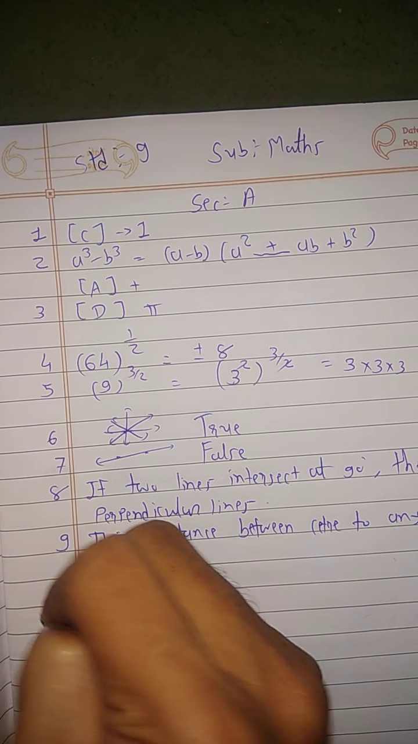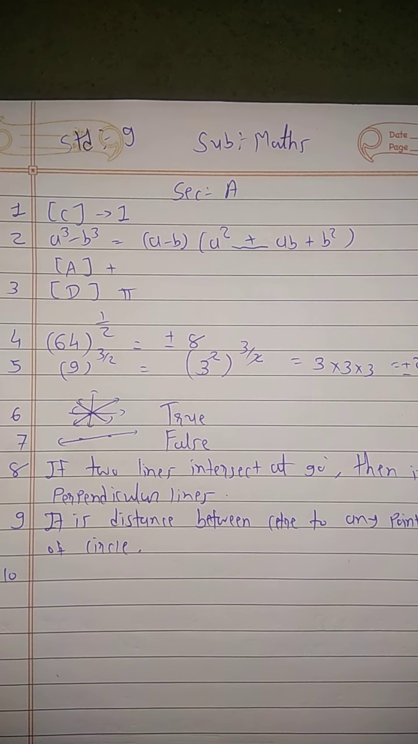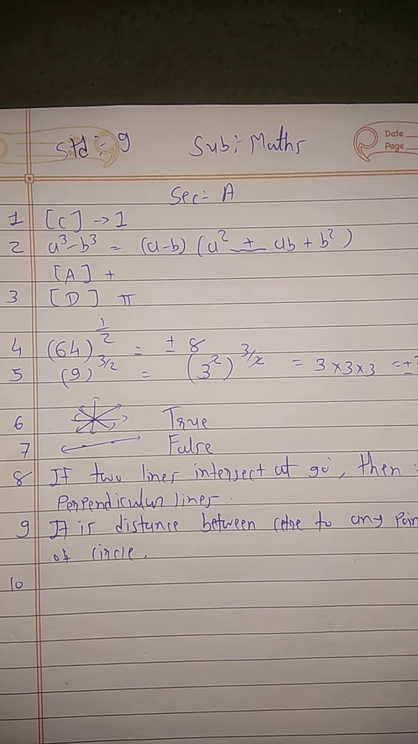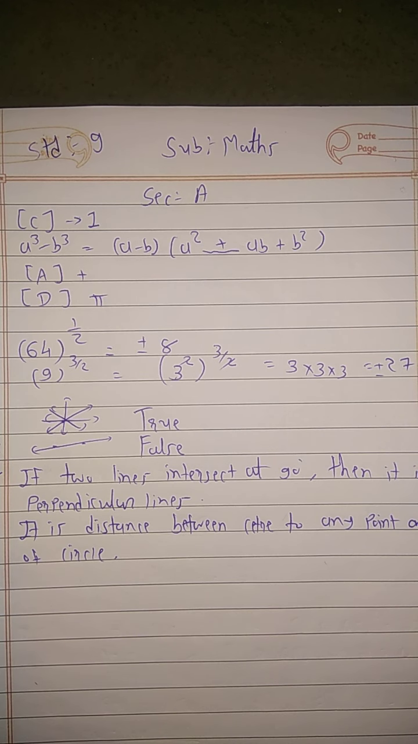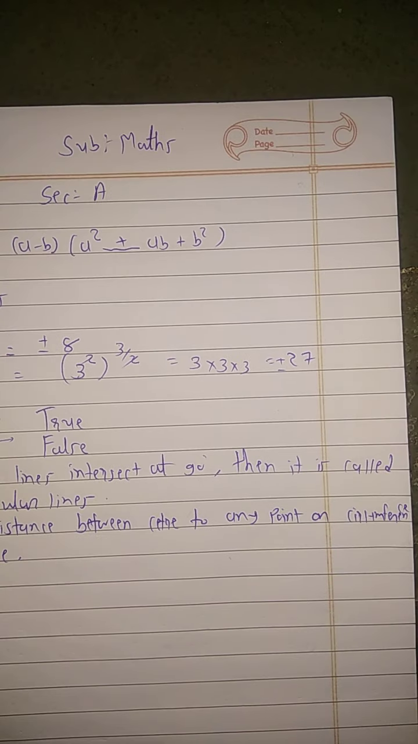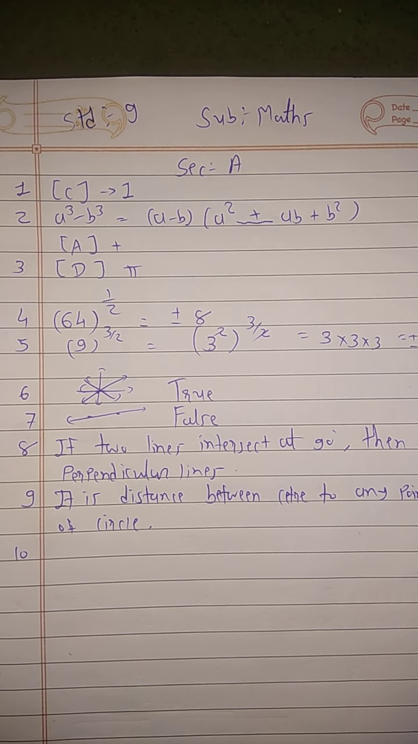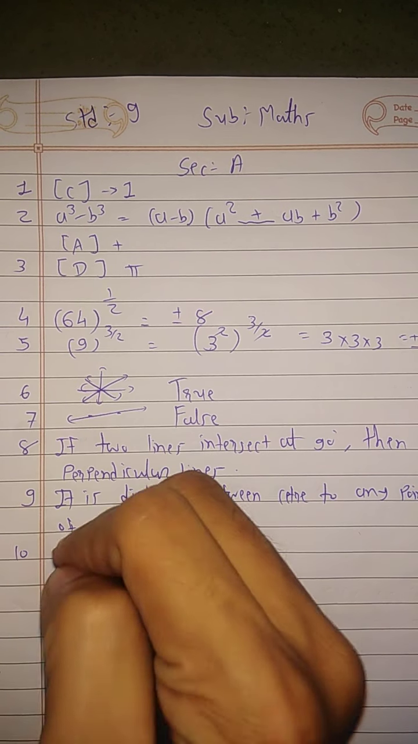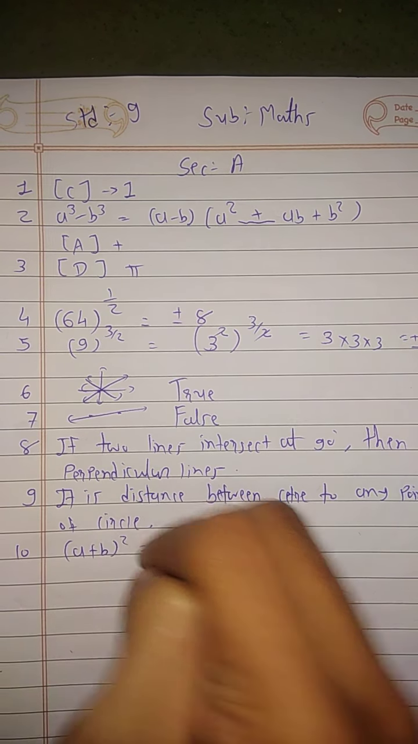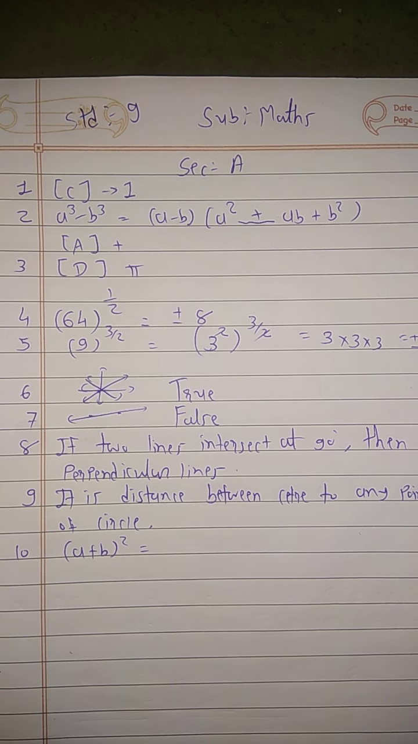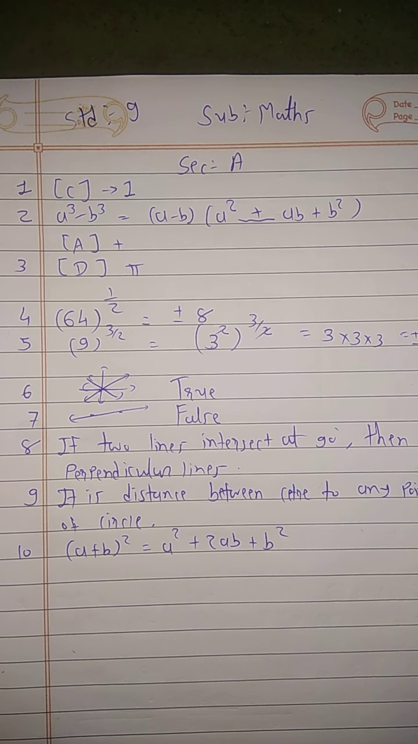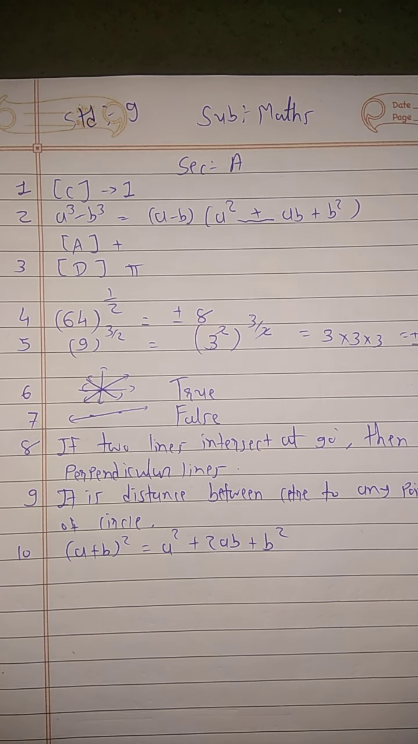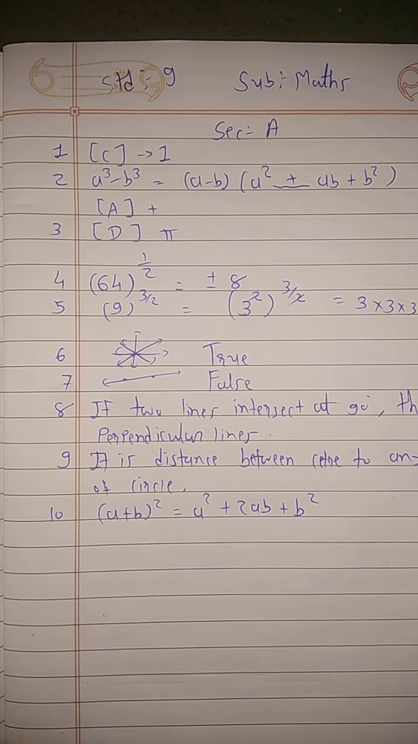Okay, for a radius we have more than one definition. It is also diameter divided by two, half of the diameter, right? Otherwise it is the distance between the center of the circle to any point on the circumference of the circle. Okay, after that write the formula of (a + b) whole square. Now (a + b) whole square is a square plus 2ab plus b square. Okay, this is the formula of (a + b) whole square.